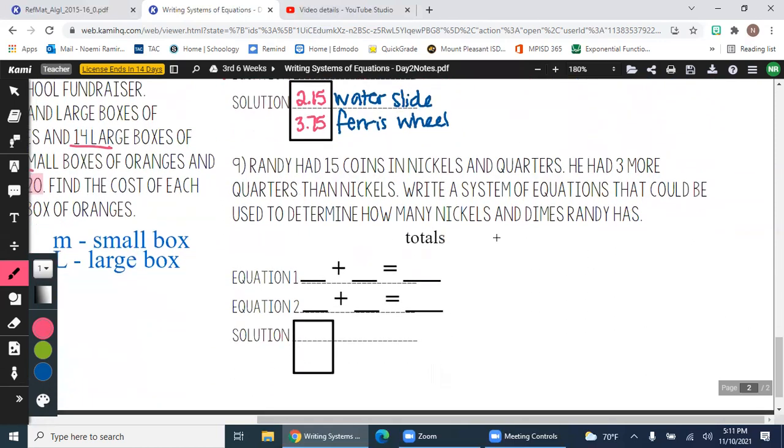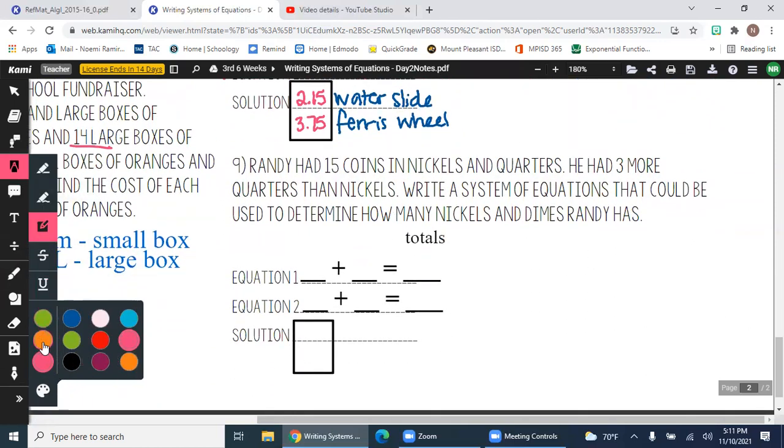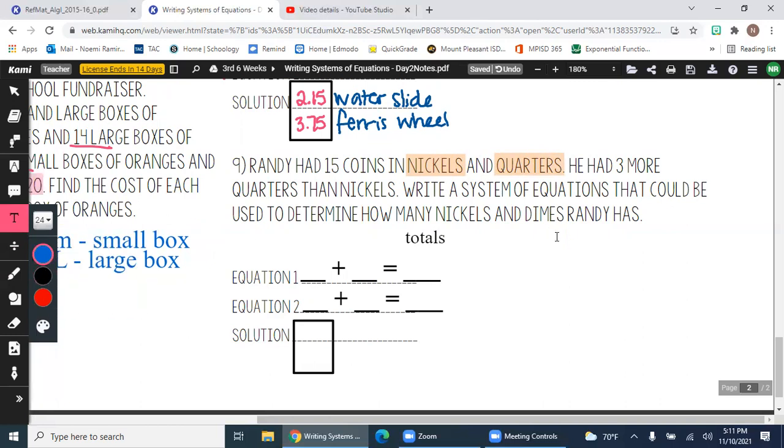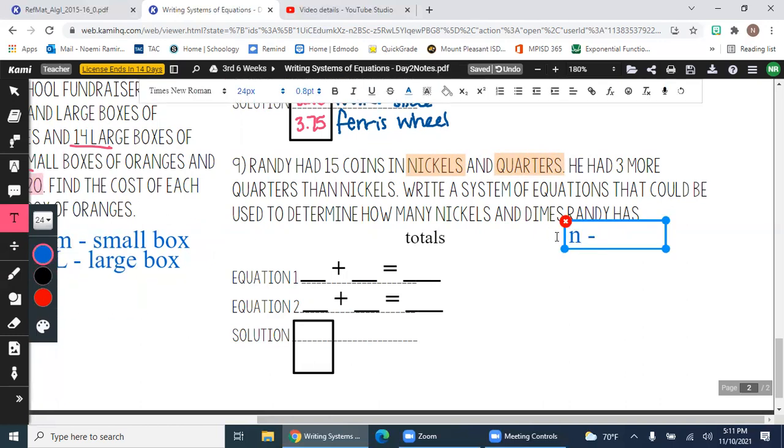Another one of those coins. Let's find which coins we're using this time. Nickels and quarters. So let's type that up. N for nickels. And we know nickels are 5 cents. Q for quarters.